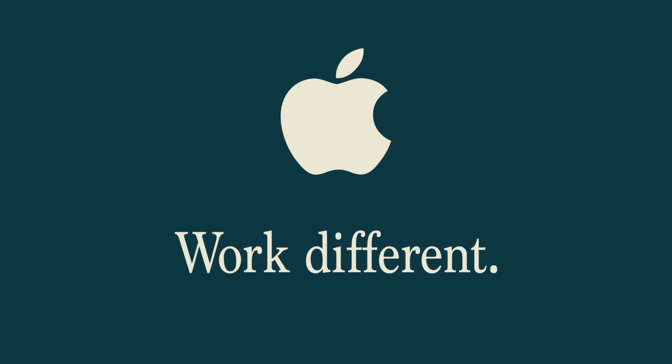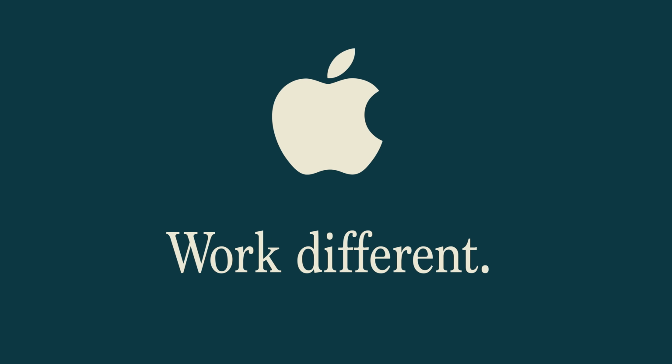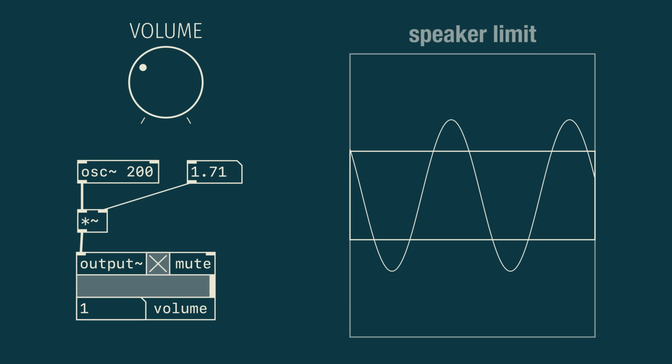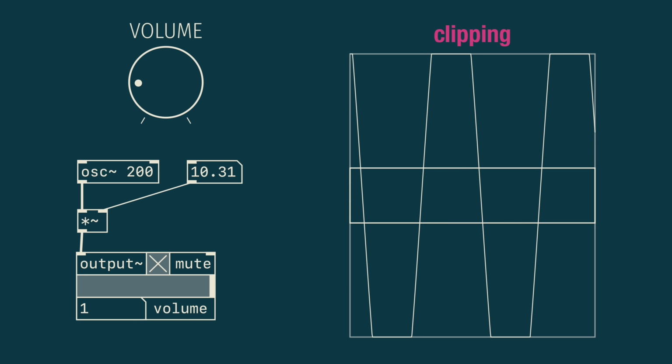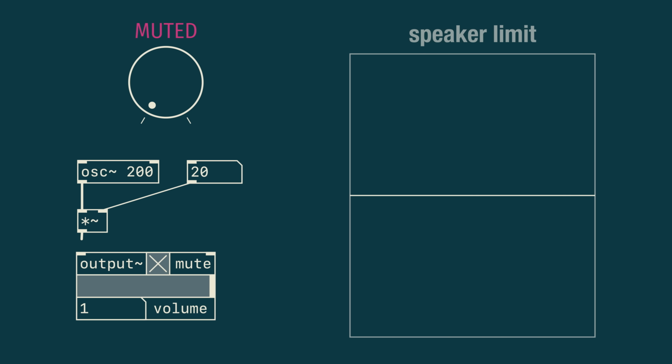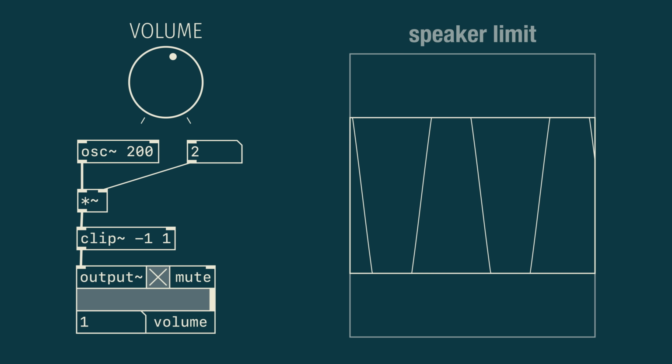Core Audio on macOS doesn't clip signals at all. It'll accept any value, surpassing your volume setting and overdriving the speakers. Don't try this at home. You'll damage your equipment and your ears. You can use clip~ if you just want to keep things bounded.